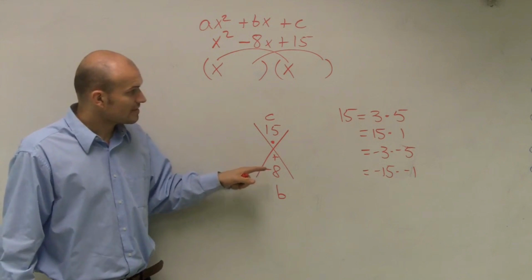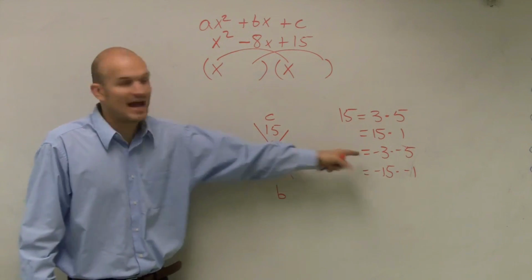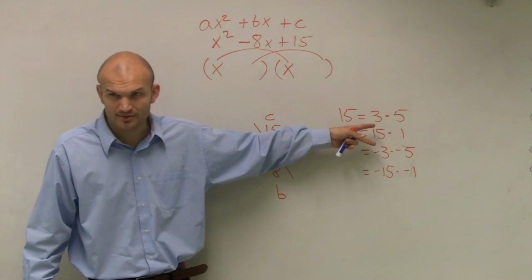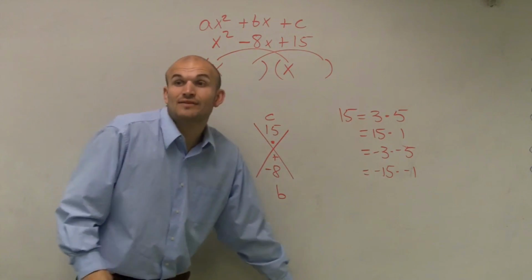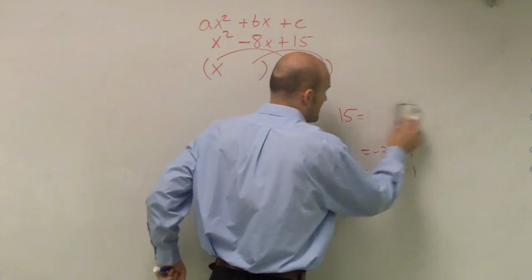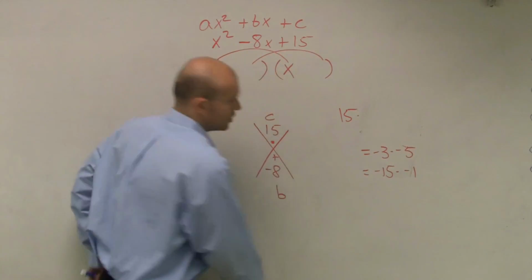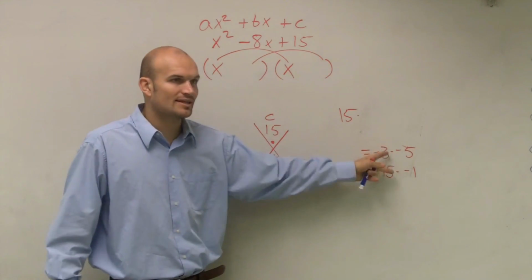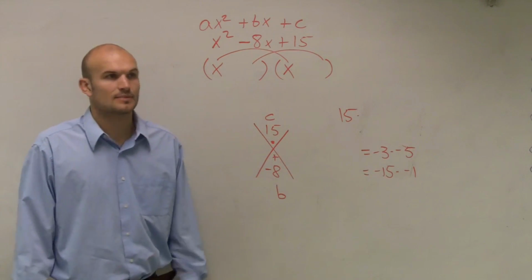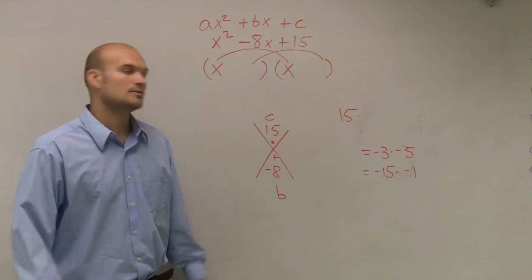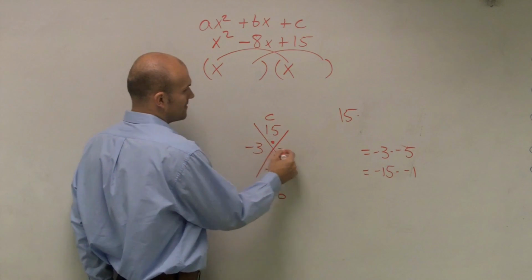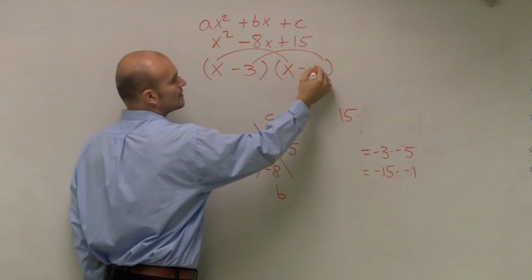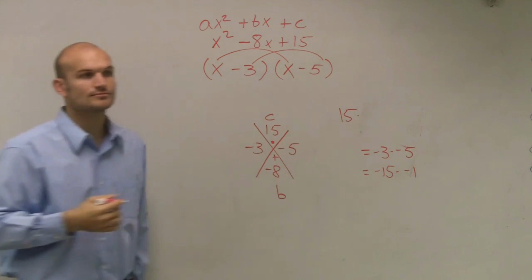Since this number is negative, which factors do I have to get? Would adding two positive numbers ever give you a negative number? No. So I don't even need to worry about my positive factors. The only factors I can use are the two negative ones. So which one of these adds up to give me negative 8? Yes, Jason? Negative 3 and negative 5. So you write in negative 3 and negative 5. So your final answer would be x minus 3 and x minus 5.